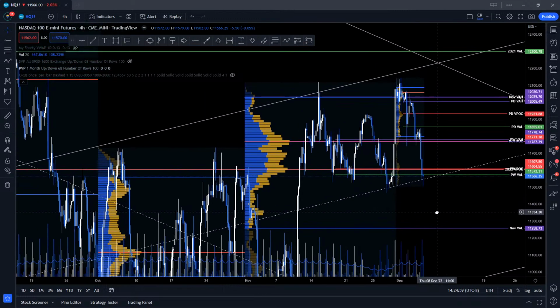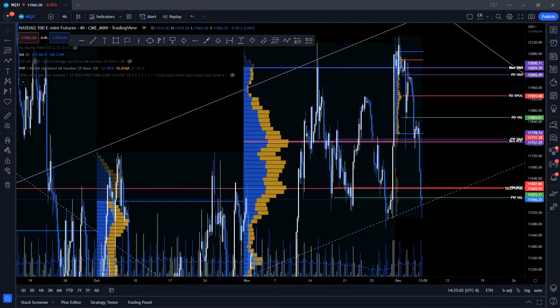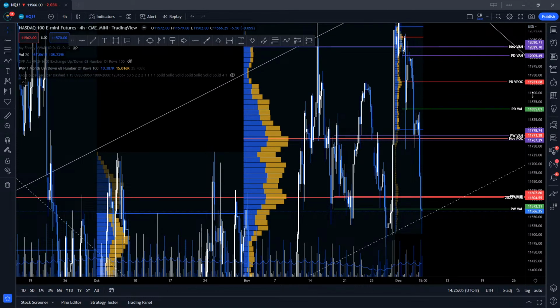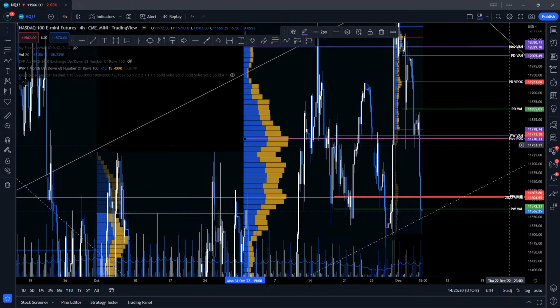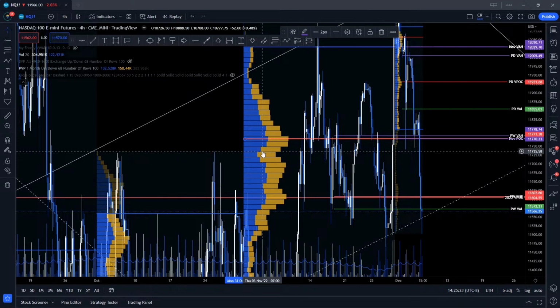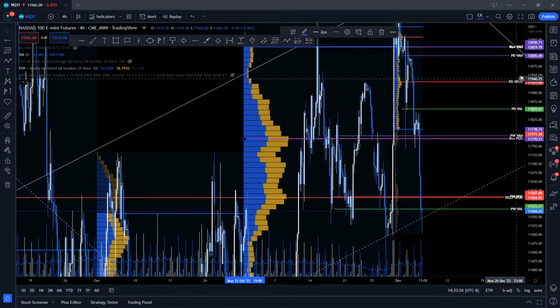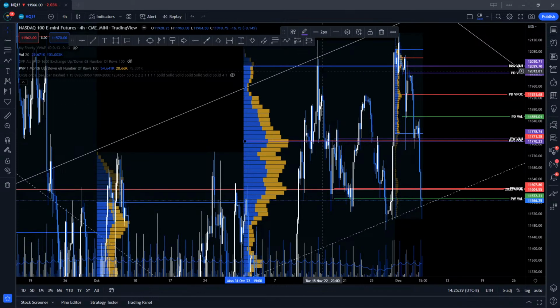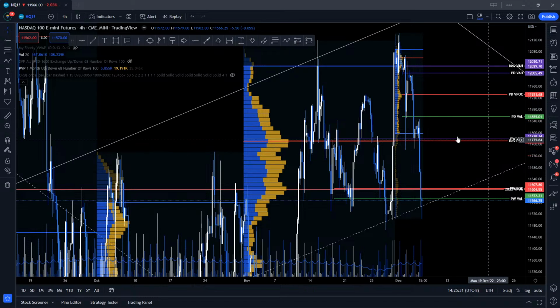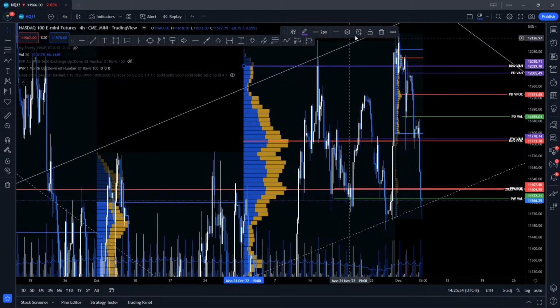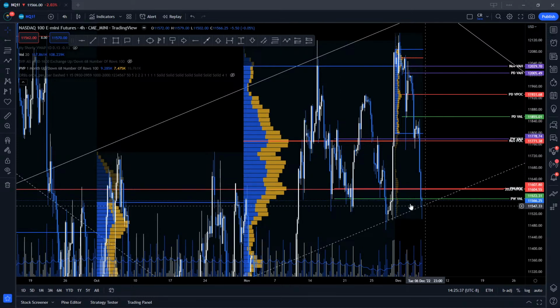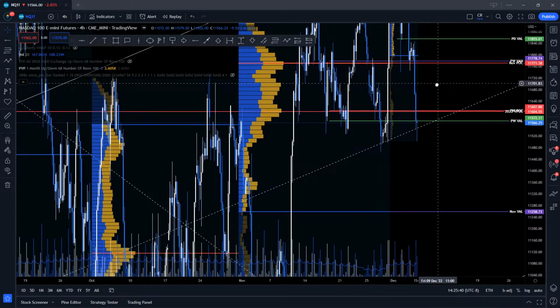Let me zoom in a little bit more so you guys can see these levels. Wait, I already have these. How funny. Right? I'm not losing my mind. Am I? Yes. I have them. That's funny.